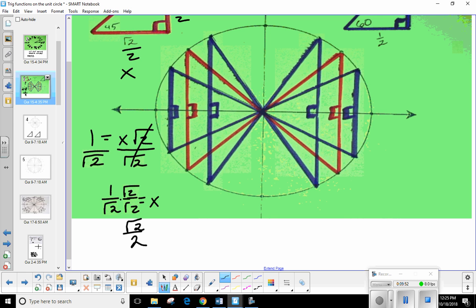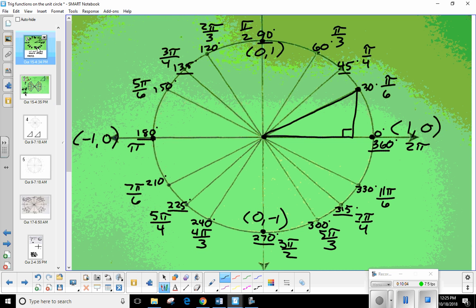So see, that's exactly where those side lengths come from. Okay? And if you're familiar with these two right triangles, you can find any point that you want on the unit circle. All right, so let's go back over here.